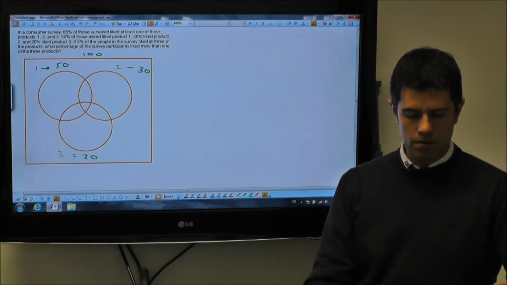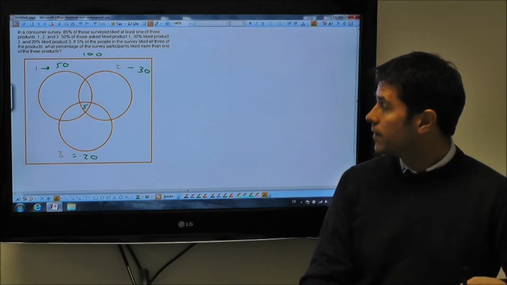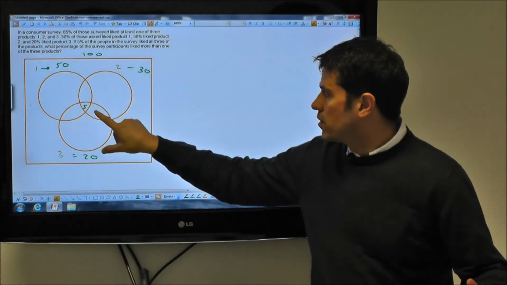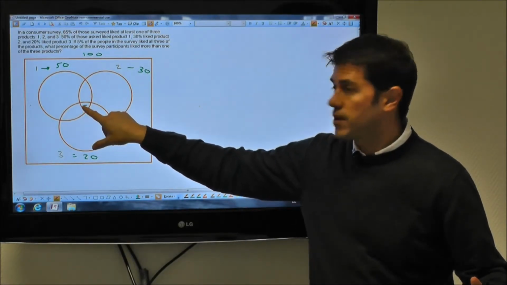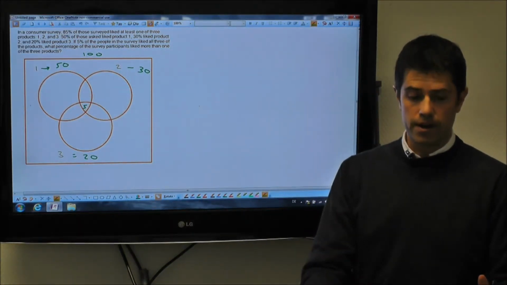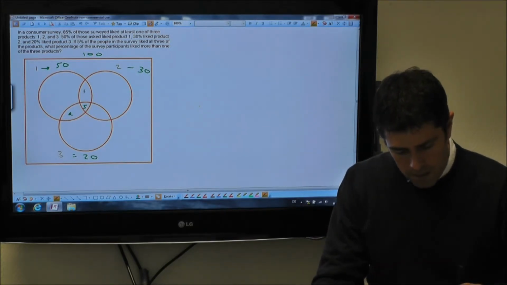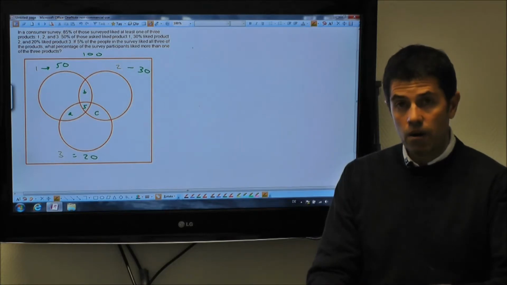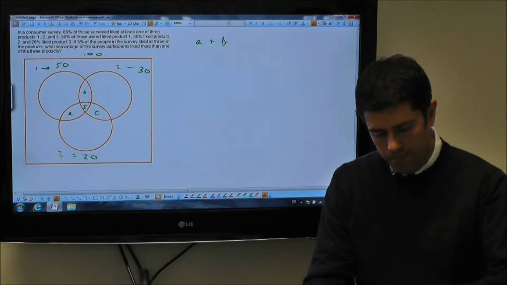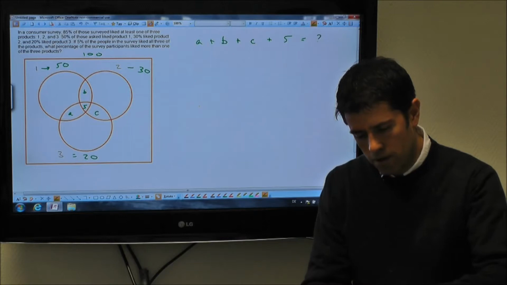Later it says 5% of the people surveyed liked all three products, so I can just put a 5 right in the middle. Now what is really asked is: what is this region here, plus this region here, plus this region here, plus the 5 people that like all three, because they want to know how many people like at least 2 of the products. So to make my life a little bit easier, I'm going to assign 3 variables, A, B, and C. What I need to know is that A plus B plus C plus 5 is really the question.